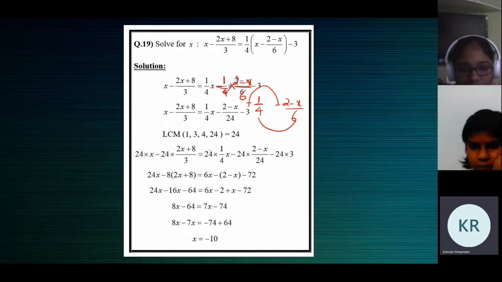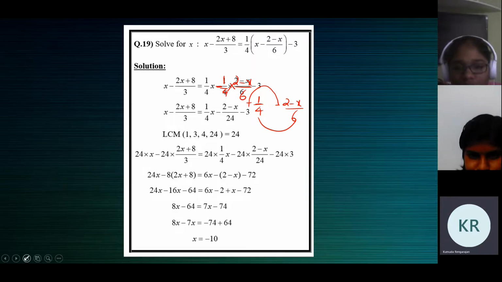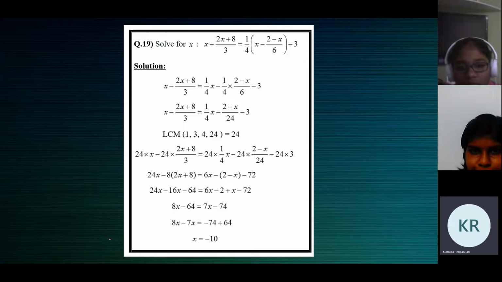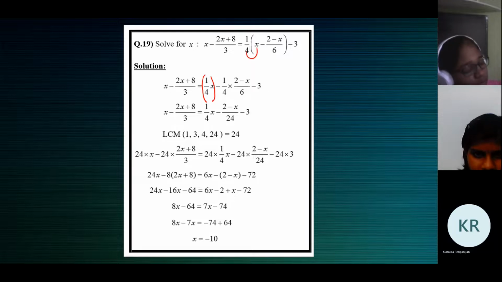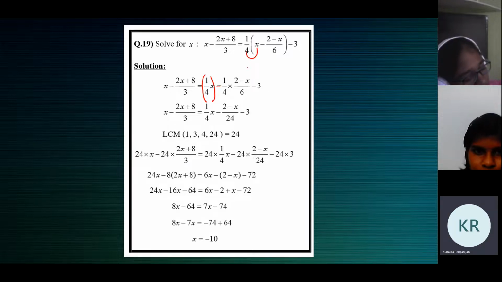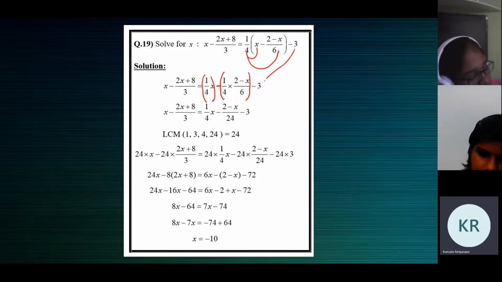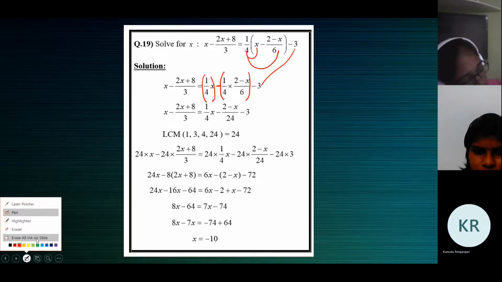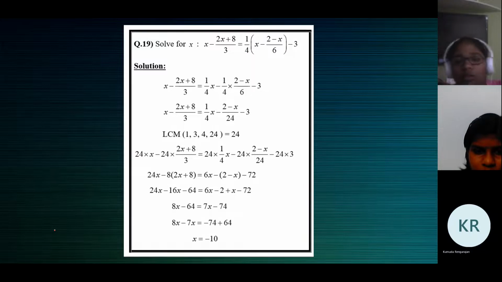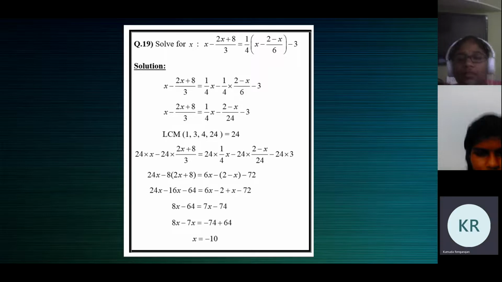Minus 3 is outside the bracket. That should be written as it is. You should not multiply that by 1 by 4. So you can see here, you should not put a bracket, children, but you can see here 1 by 4 into x, we have multiplied. Minus, I told you how we get the minus sign. 1 by 4 into 2 minus x by 6. Minus 3. Is that understood? Yes, ma'am.